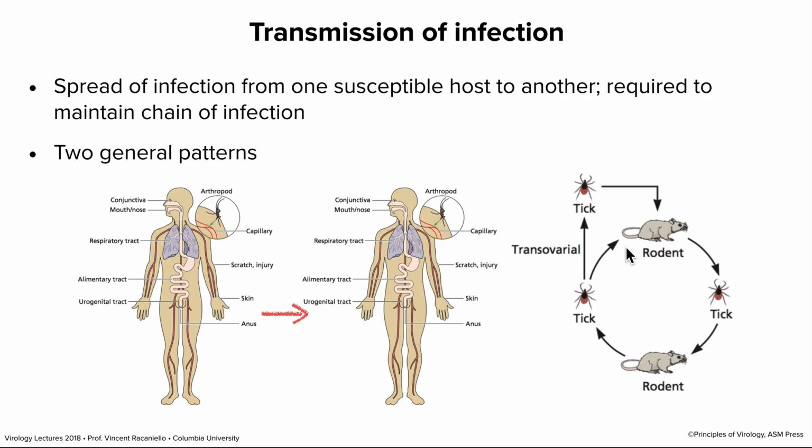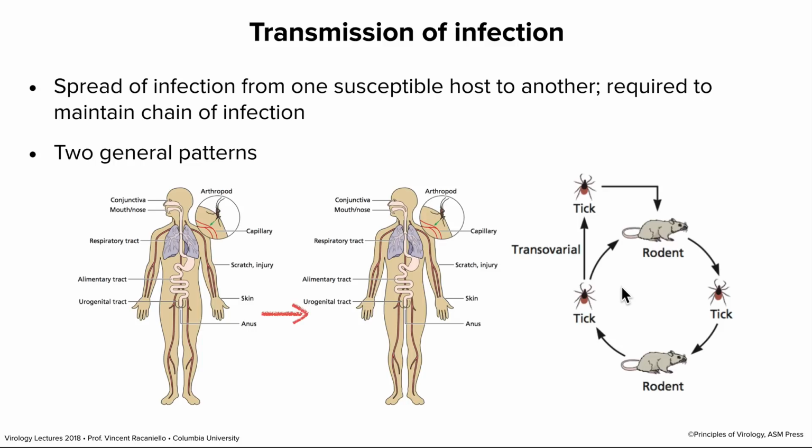But the other is when you have a vector that transmits the infection. And that's shown on the right. We happen to use rodents here as an example, but you could just substitute this rodent for a human and it would be the similar principle. So here we have a tick that is transmitting infection by taking a blood meal on a rodent. The rodent gets infected, and then another tick will take a blood meal from that rodent and get infected and pass the virus on to another rodent, and so forth. And so viruses can be transmitted among humans either by ticks or by mosquito vectors.